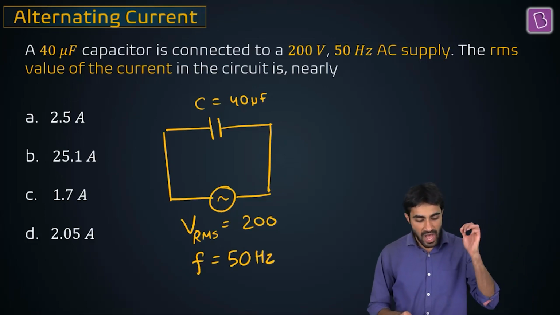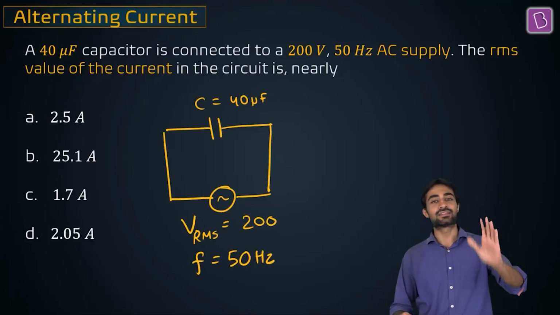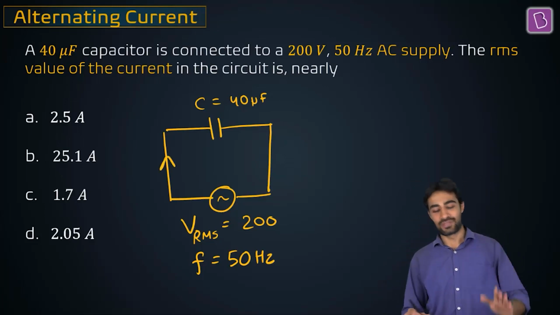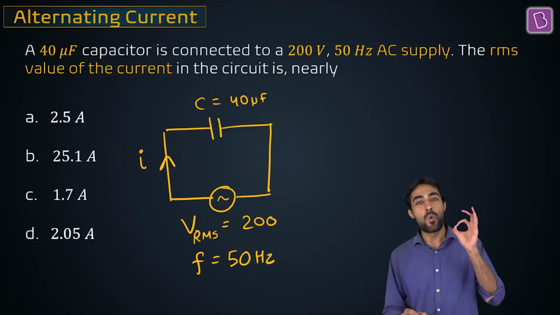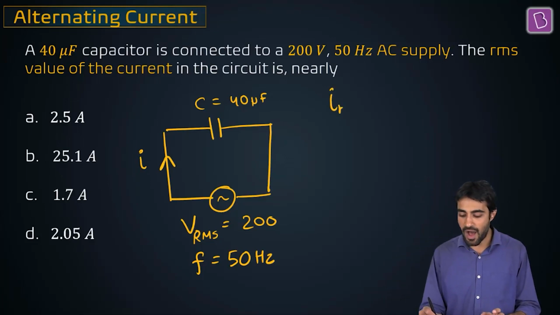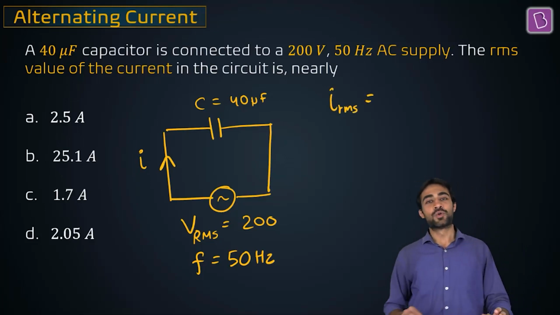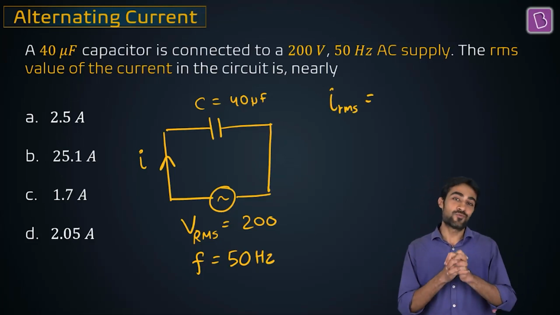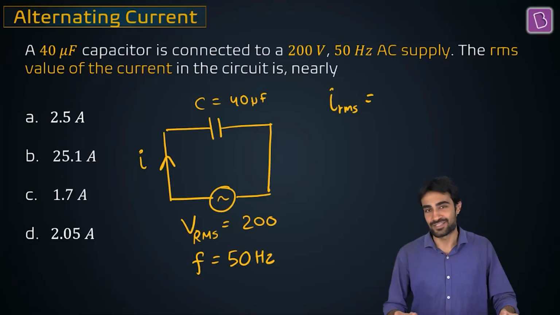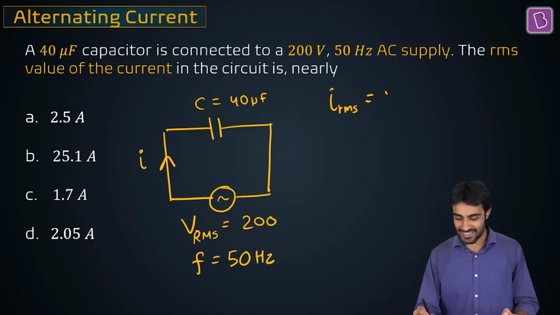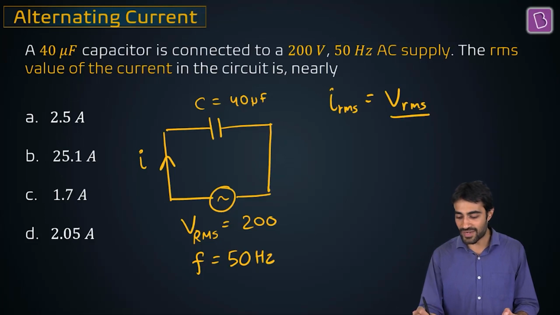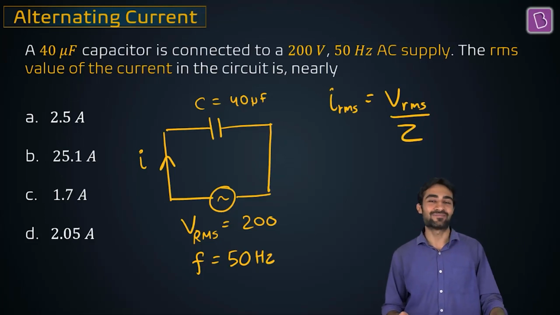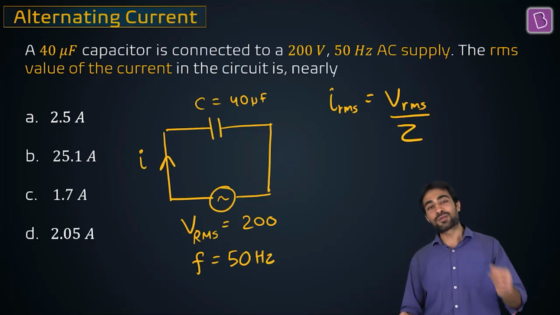Alright. The RMS value of the current in the circuit is nearly. So what is IRMS? This is the question. Some current is flowing through the circuit. What is the value of IRMS? Root mean square current. What is the formula for calculating IRMS? You would say this is very simple. This is VRMS divided by total impedance of the circuit. Okay? Yes. Now, how do we calculate the impedance?